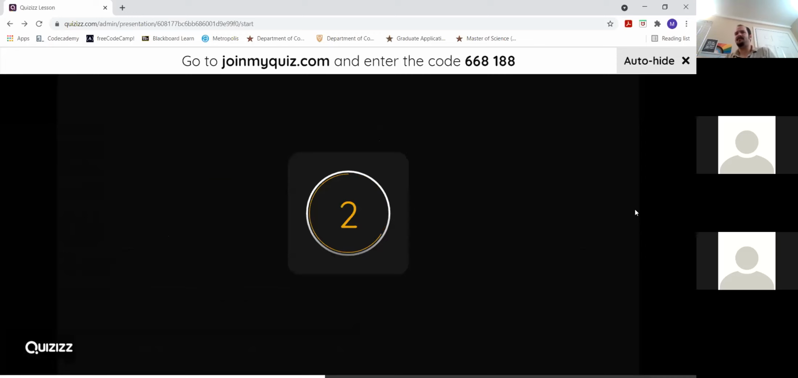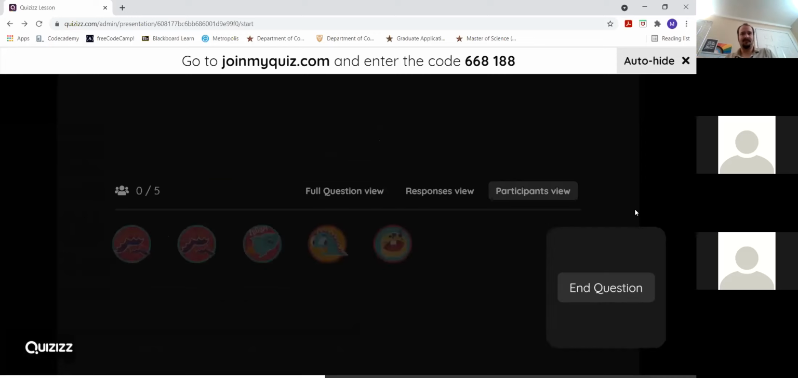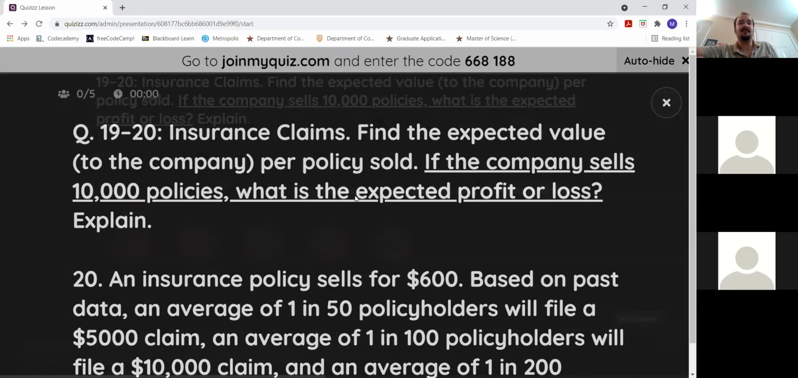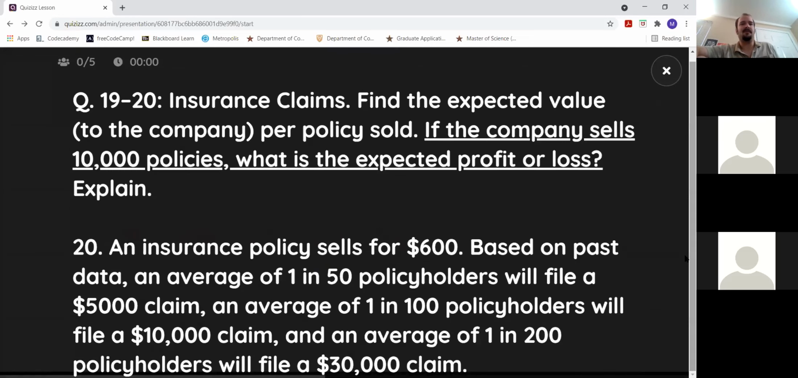And so then the next question says, if we sell 10,000 policies, and we're making 250 each policy, how much are we going to make?